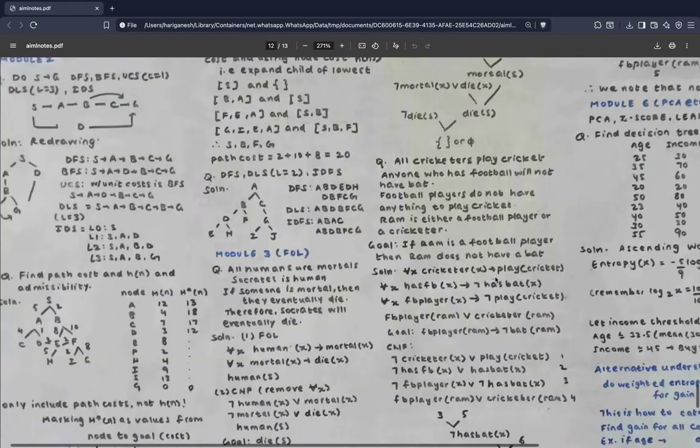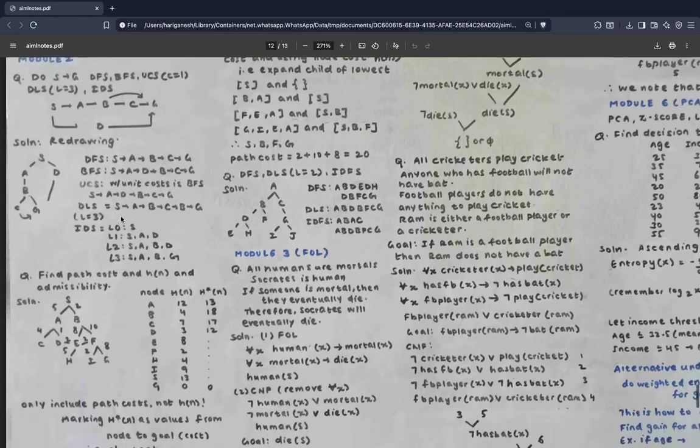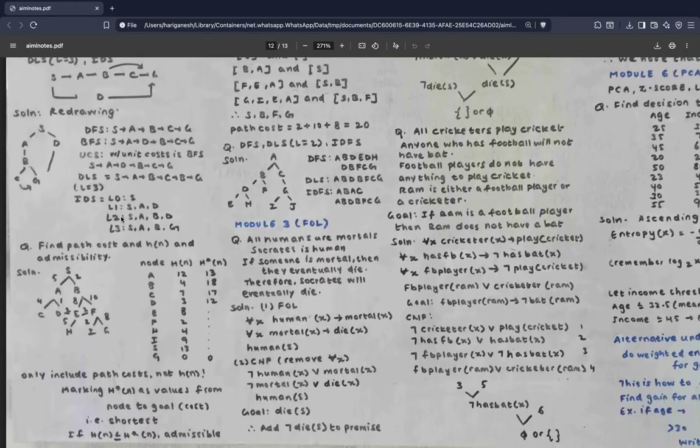So obviously a bunch of questions. They've given this network, and they've asked us to get to the goal node by doing depth first search, breadth first search, and uniform cost search. Also depth limited search, also iterative depth search. This is the solution for that, already explained in the previous video.